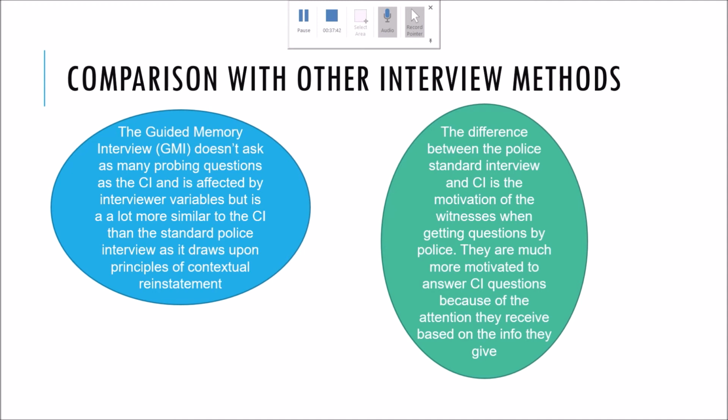So the main difference between the police's standard interview and the cognitive interview is the motivation of the witnesses. In the cognitive interview technique, they're much more motivated because of the attention that they receive based on the information that they're given. So more than just pure question and answer, which is what's often involved in a standard interview, it's asking them to go back over information, to recall it in a different order, to think about it in a slightly different way. Whereas in the standard interview, it's fairly quick fire.